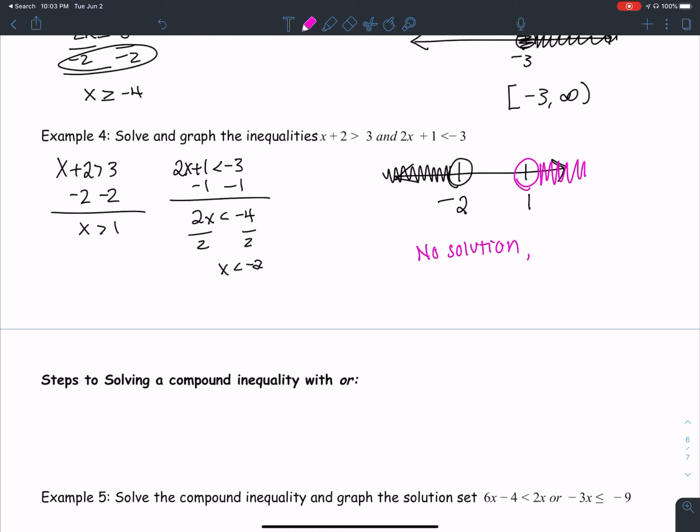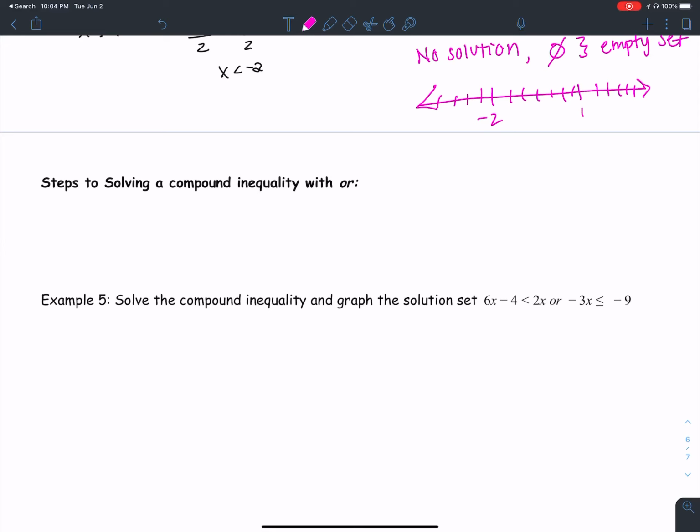We could also call that the empty set. This is the symbol for empty set. And then I also see on a test, sometimes they just do a blank graph. That caught some of my students off guard on a final. They just had a graph and there was nothing there.